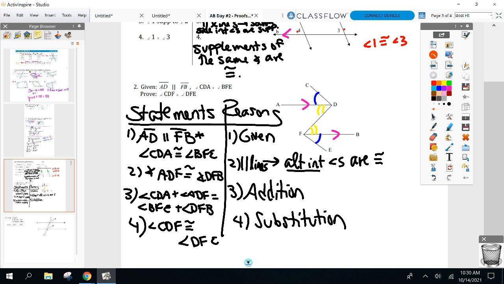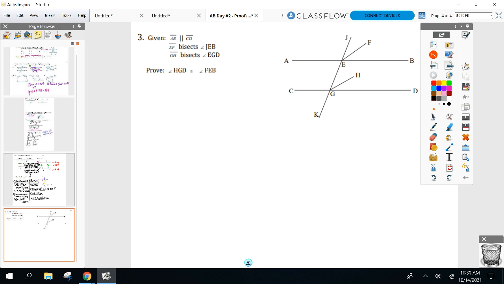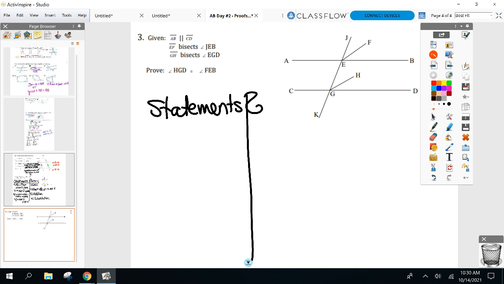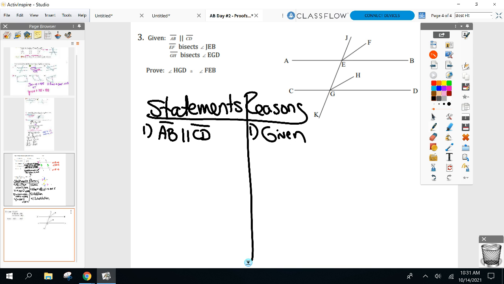Okay, one more, then you're on your own with your group. We got plenty of time left. Good. One more today, and then you're on your own. And as you write down these givens, is anything catching your eye?